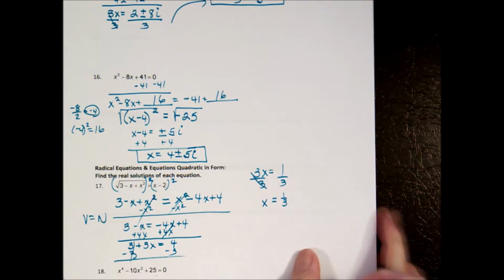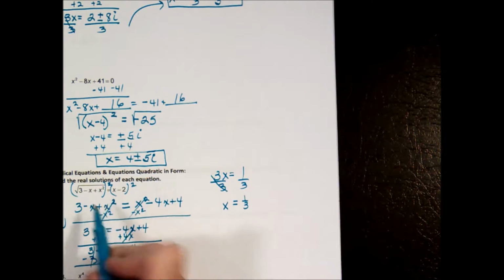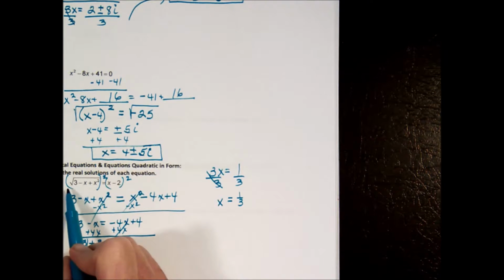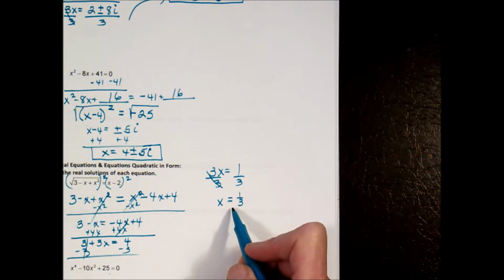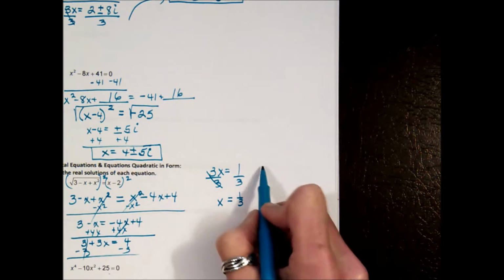Now, because we squared, and this is an even root, it's a square root, we have to check it. This may or may not work. So I'm going to go back and put in 1/3. So this is the check.